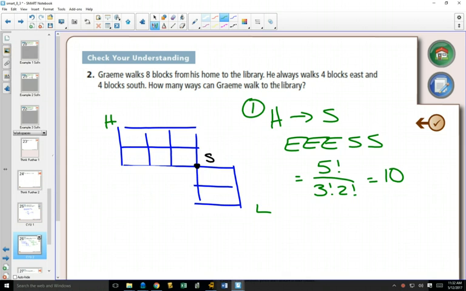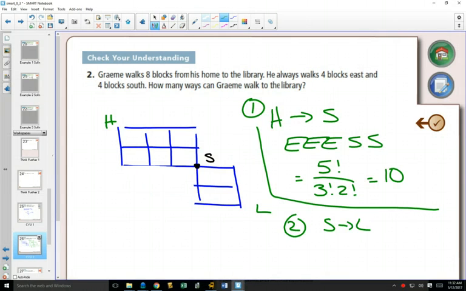That's the first section. And the second thing, he would have to go from Sally's house to the library. In order to do that, he would need to go east once and south twice, which is 3 factorial over 2 factorial, which is 3 ways. So if there are 10 ways to get to Sally's house, and then 3 ways to get from Sally's house to the library, how many ways can he get to the library if he has to go to Sally's house first?